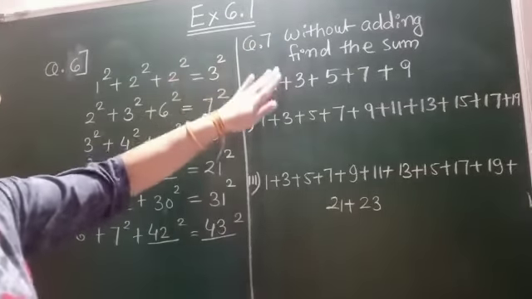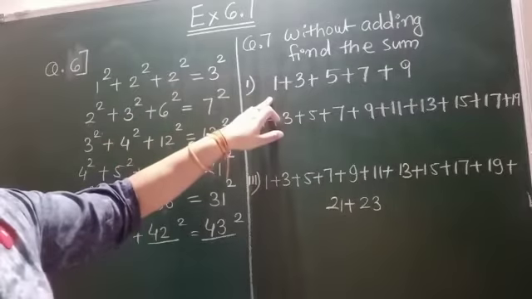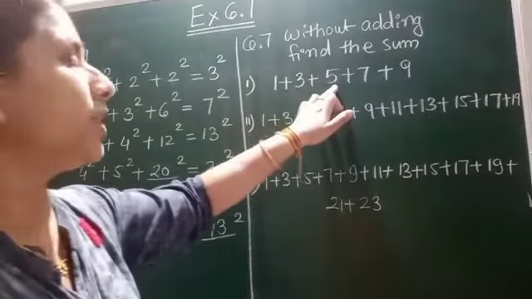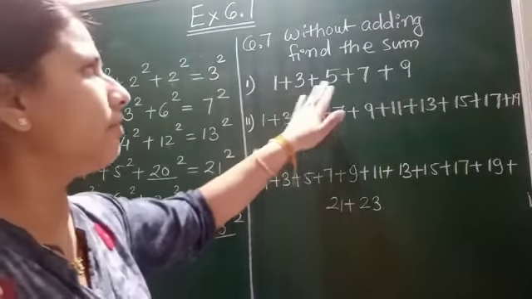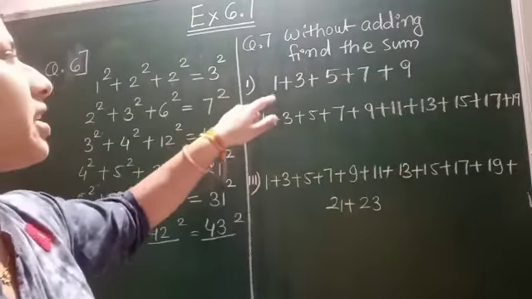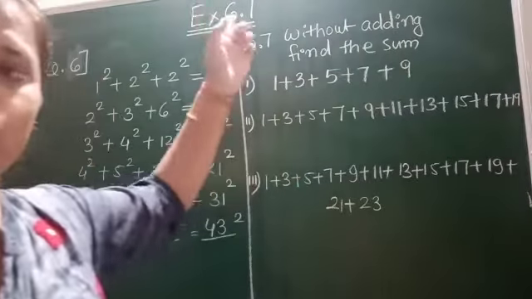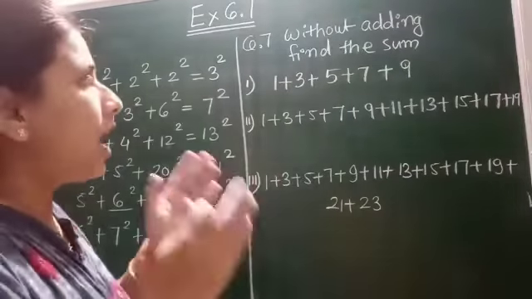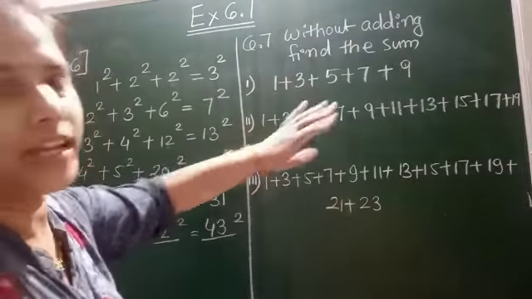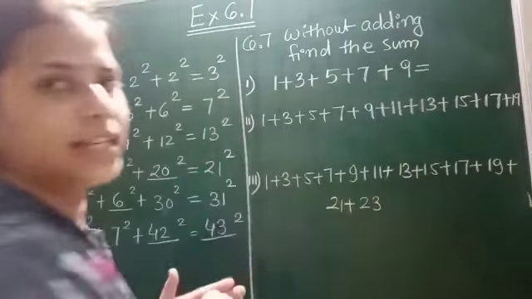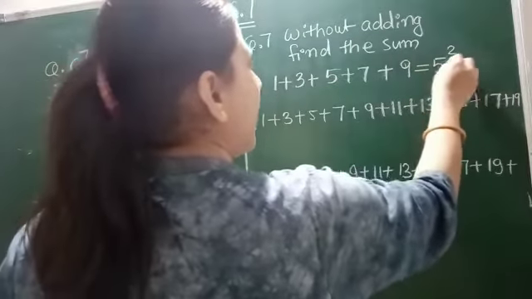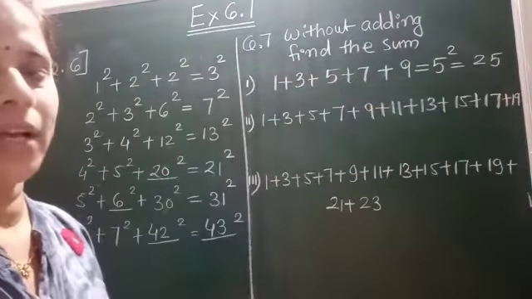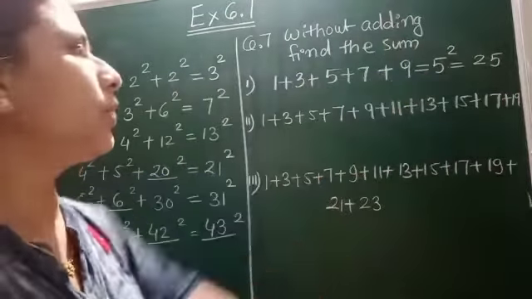Question number 7. Without adding, find the sum. As you can see here, student, in the first, all the numbers are odd numbers. Consecutive odd numbers 1 3 5 7 and 9. How many odd numbers are here? 1 2 3 4 5. As we learned in online class also, student, when we add consecutive odd numbers, we count how many odd numbers we are adding here. 5. So for the sum of this, no need to add, you can just write 5 square, and as we know 5 square equals 25. You can add this and check this also, but directly you can write 5 square equals 25.